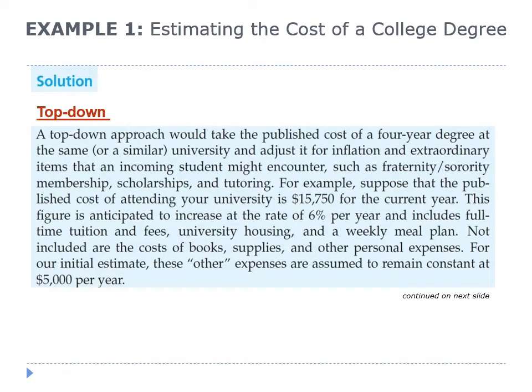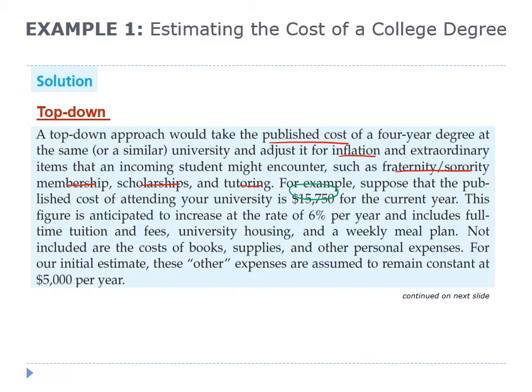Here shows how the top-down approach can be used to estimate the cost of a college degree. The top-down approach will take the published cost of a 4-year degree at the same or similar university and adjust it for inflation and extraordinary items that an incoming student might encounter, such as fraternity or sorority membership, scholarships, and tutoring.